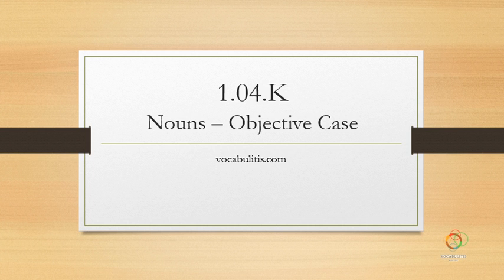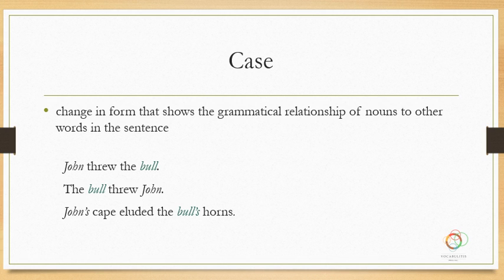Now we come to the third type of case, which is the objective case. So we were talking about different cases thus far. We talked about the subject case or the nominative case, and we talked about the possessive case. Now we're going to talk about when the word is used as the object of a sentence.